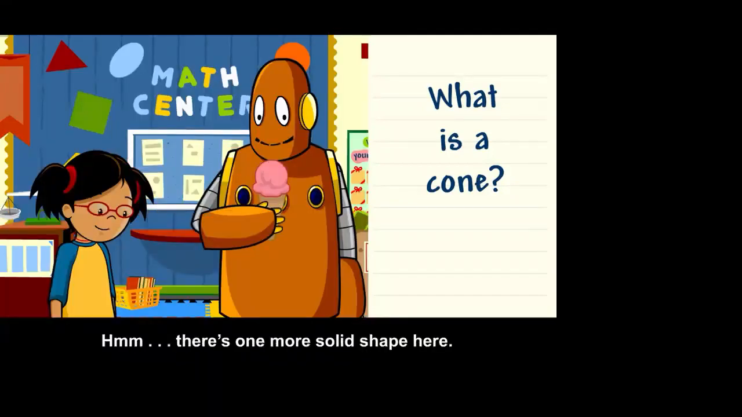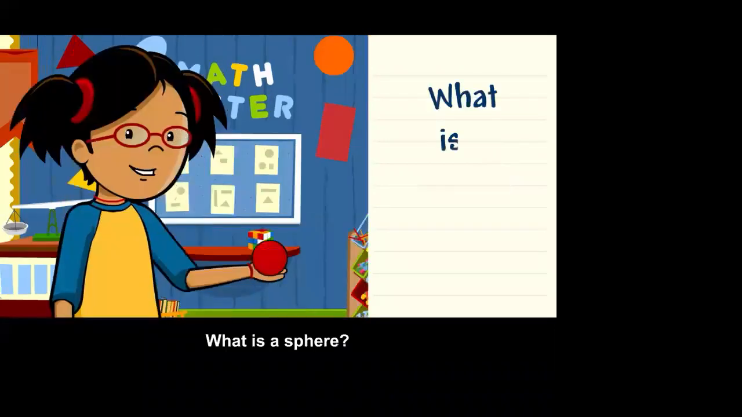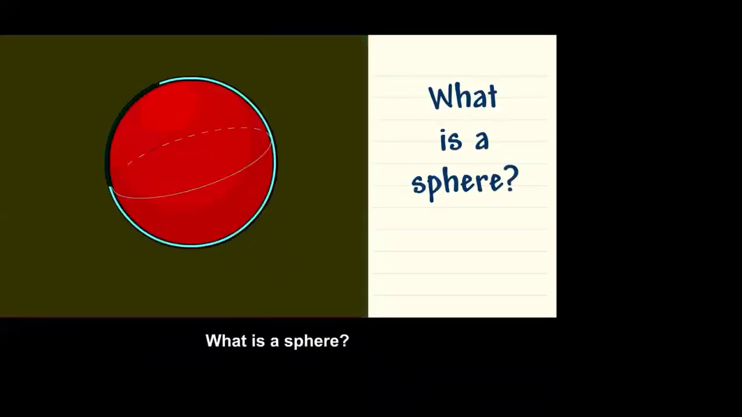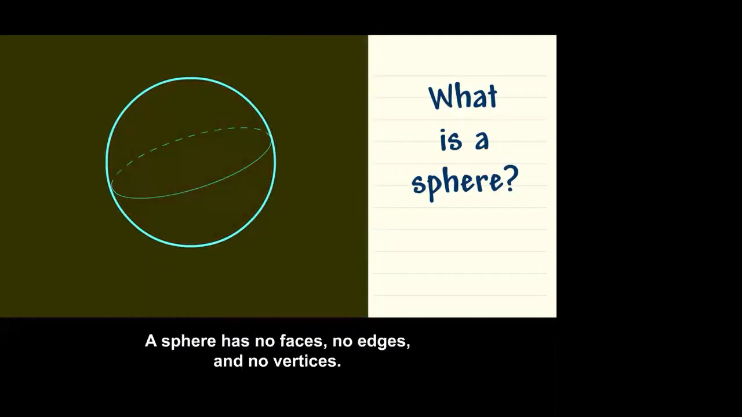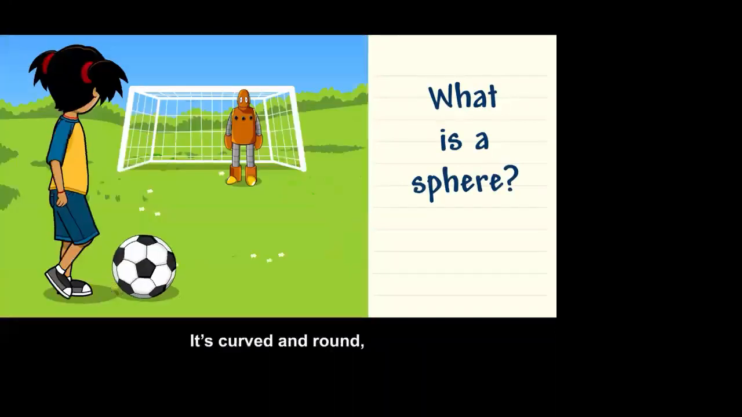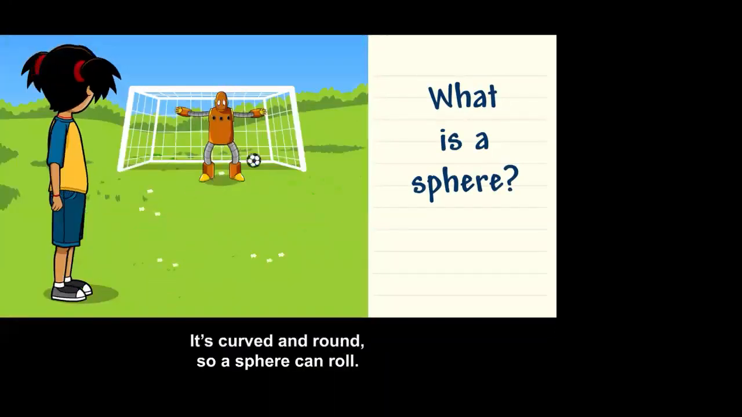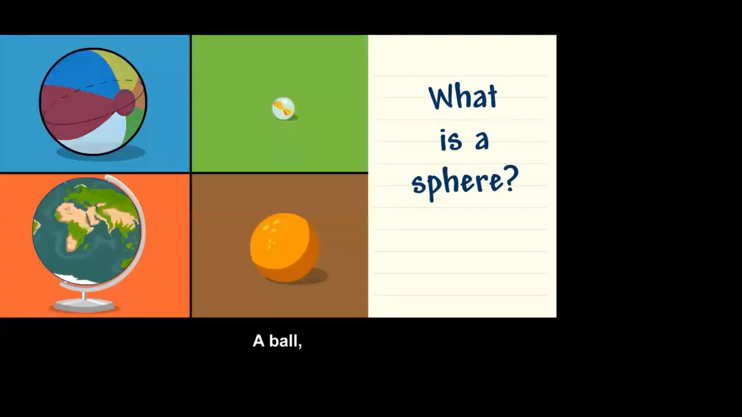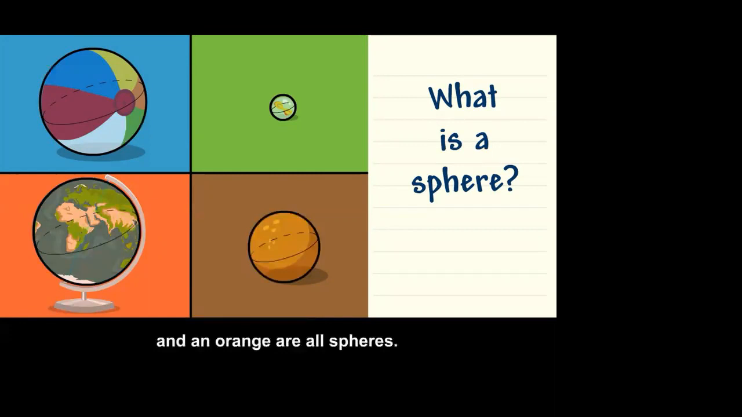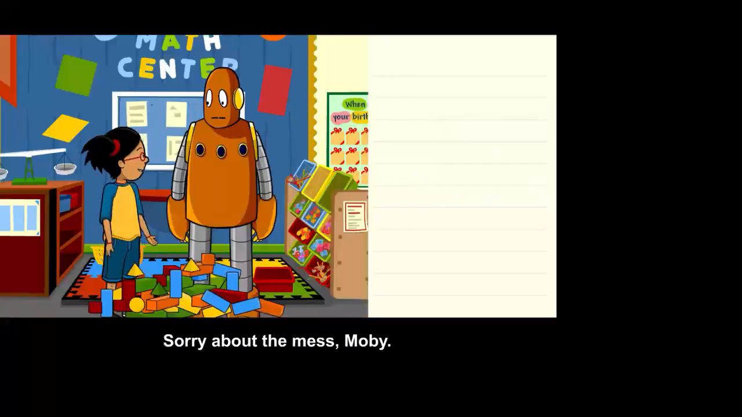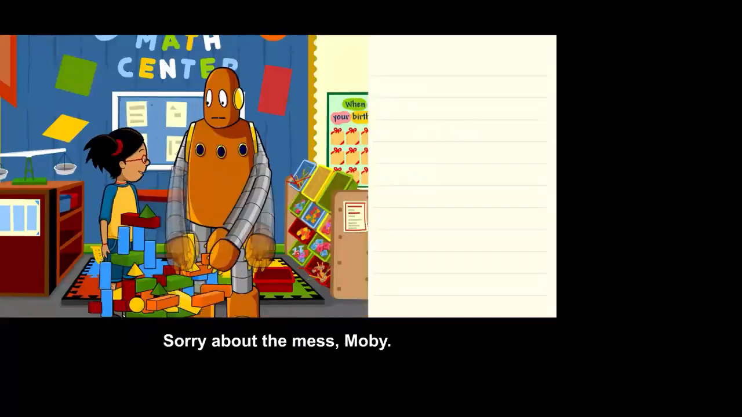There's one more solid shape here. What is a sphere? A sphere has no faces, no edges, and no vertices. It's curved and round, so a sphere can roll. A ball, marble, globe, and an orange are all spheres. Sorry about the mess, Moby.